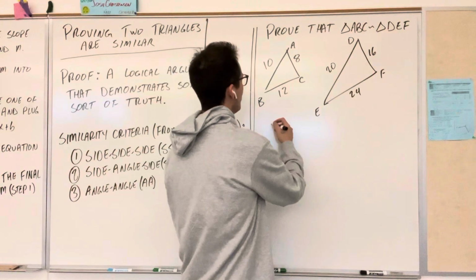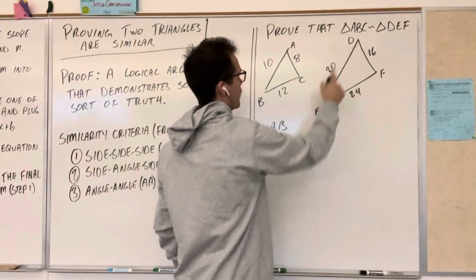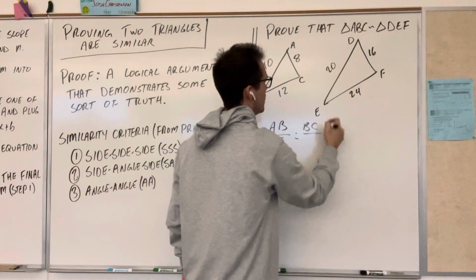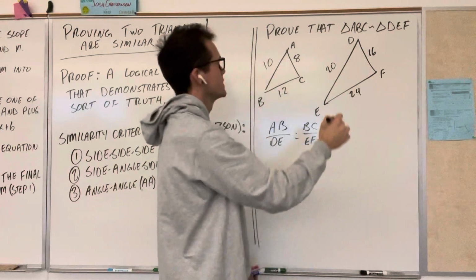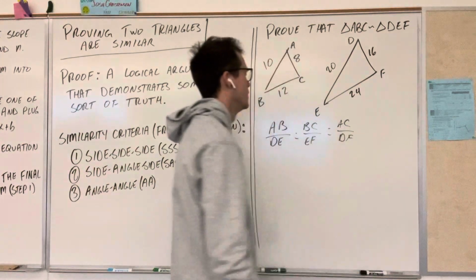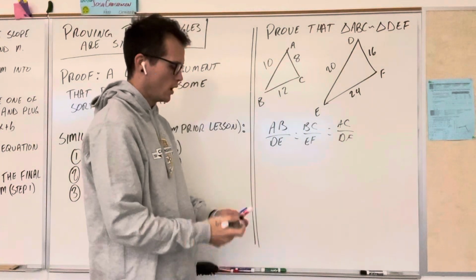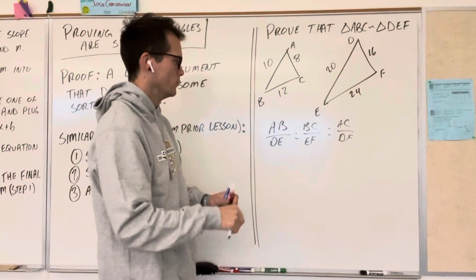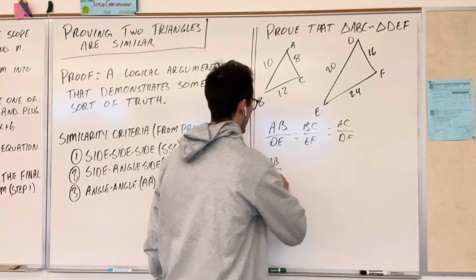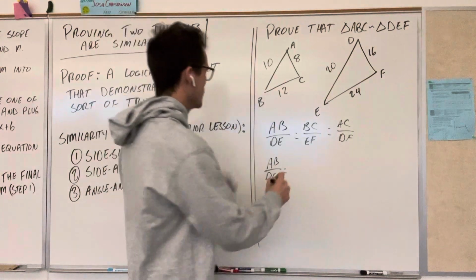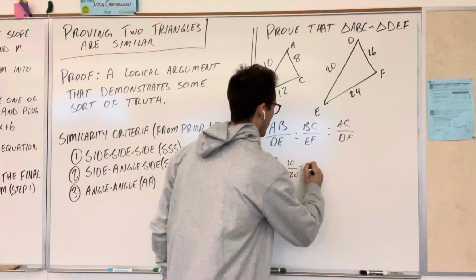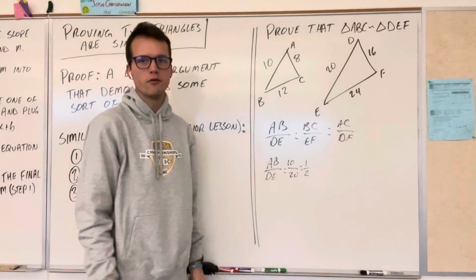So what we're trying to show is that, again, AB over DE equals the same thing as BC to EF, which equals the same thing as AC to DF. Okay, so we got to show all of this, and then that'll lead us to our conclusion. So let's explore. What is AB over DE? Well, AB has a length of 10, and DE has a length of 20. Okay, so here there's a ratio of 1/2. Okay, fine.